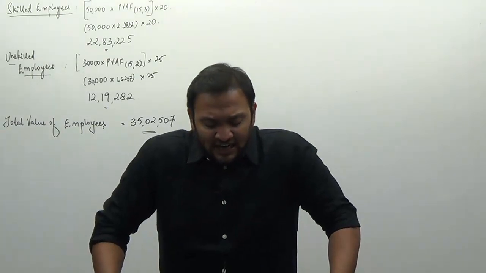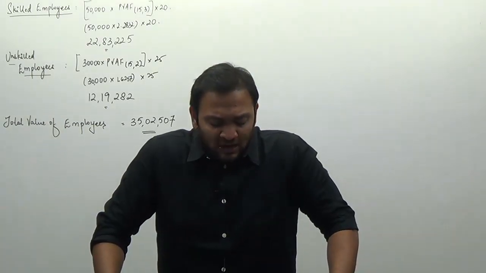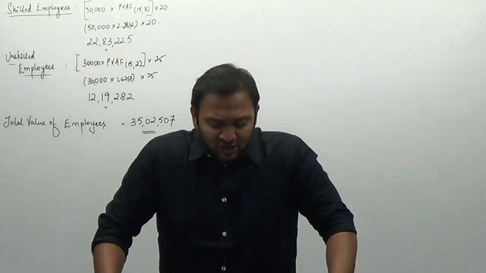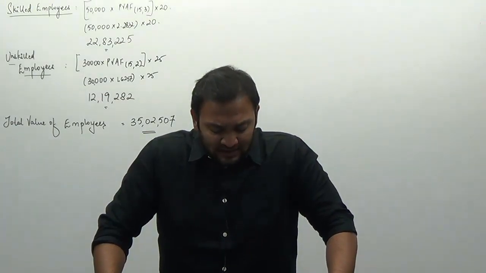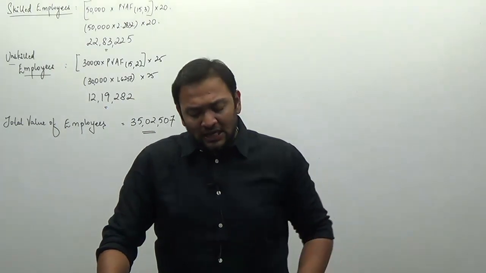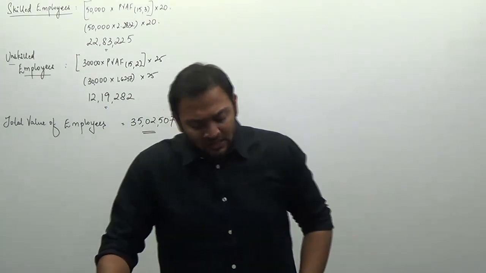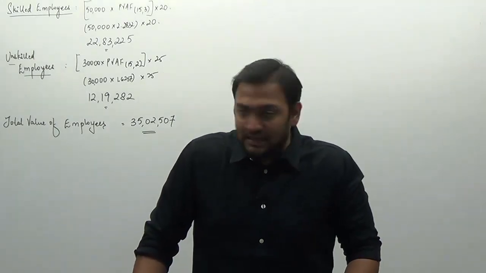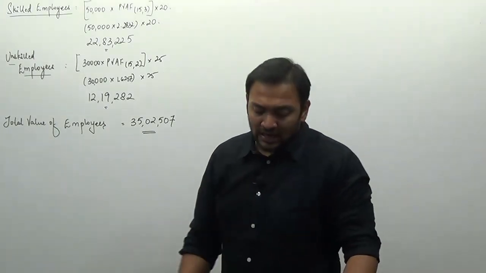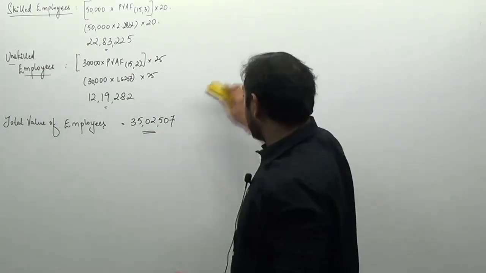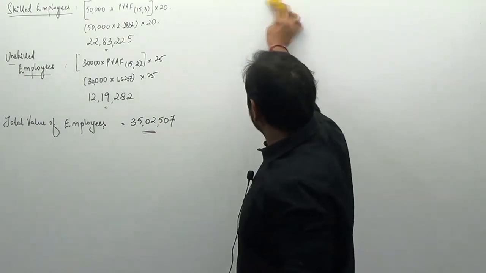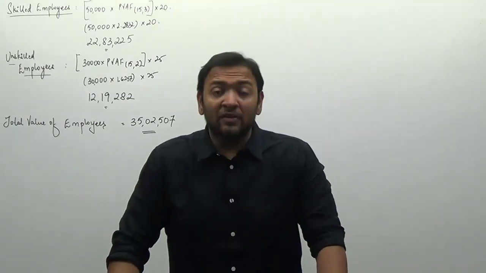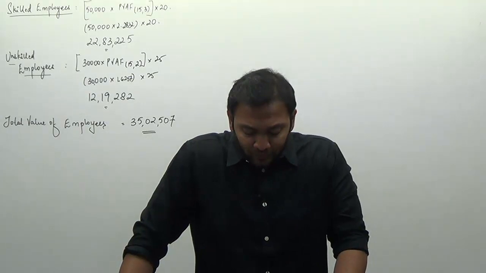Turn to the second one. Following information regarding X Limited, calculate the total value of the human resource by following Lev and Schwartz's model. The distribution of employees of X Limited is given: 30 to 39 years, 40 to 49 years, 50 to 54 years, for unskilled, semi-skilled and skilled. The number and average earnings are given to us, so we have to calculate the value. Guys, first, what are the PVAs that we need?